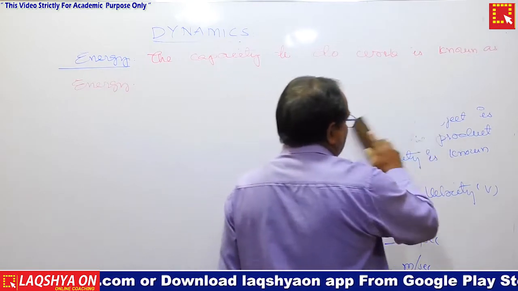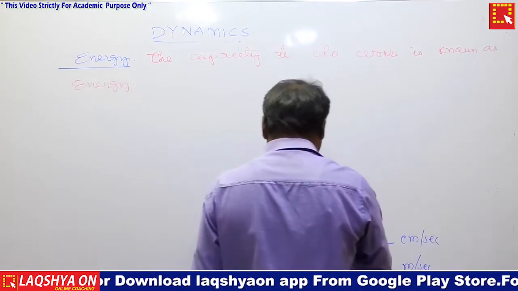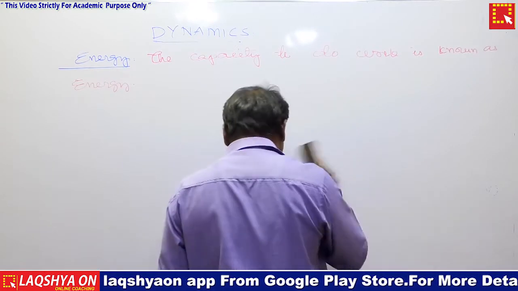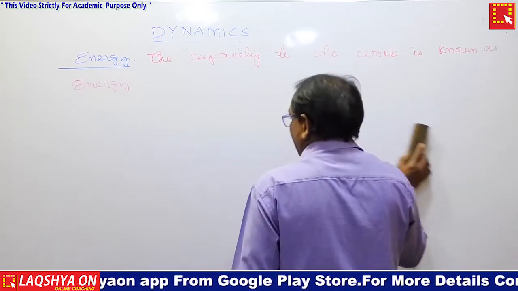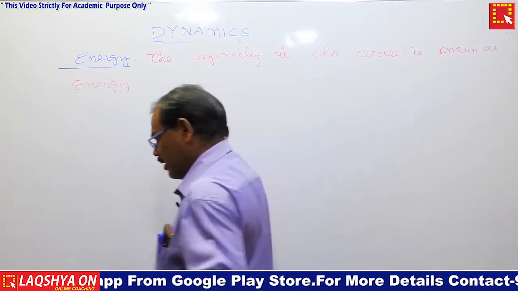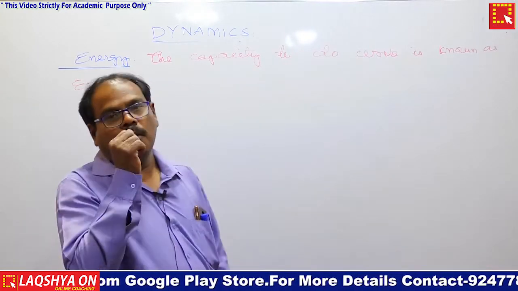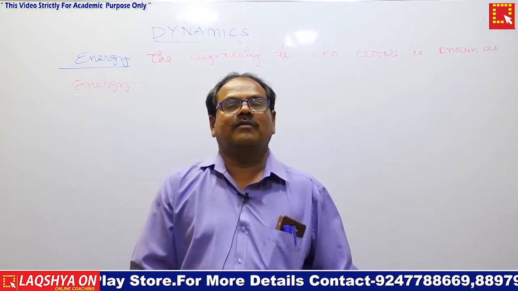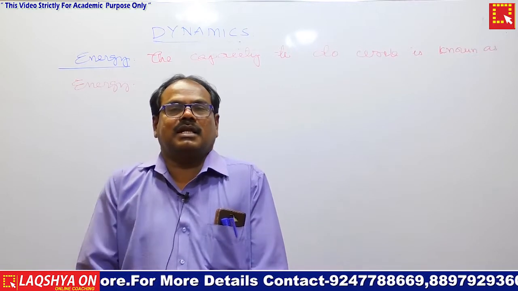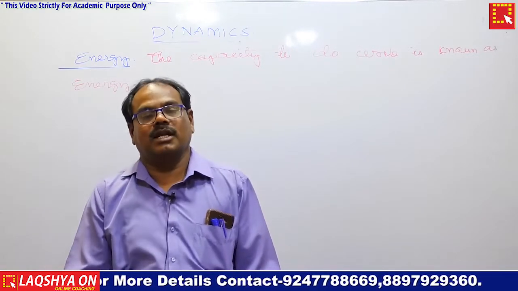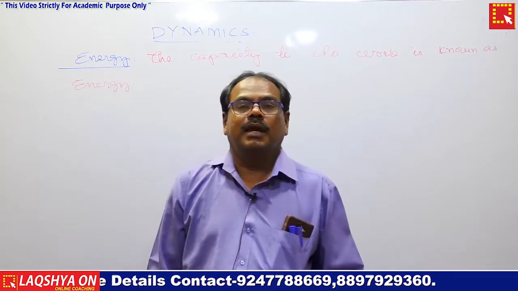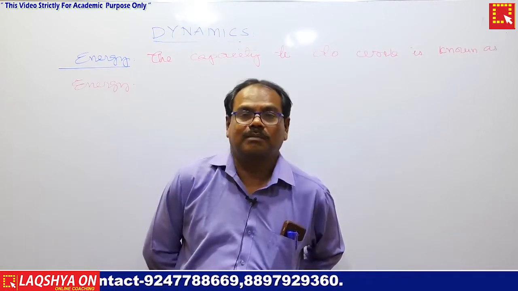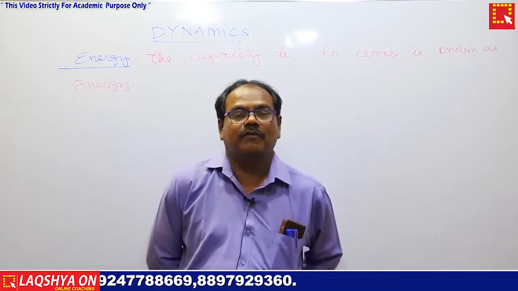Therefore, work and energy will have the same units. Why? Because energy is converted into work and work can be converted into energy. For example, suppose we are doing work, studying, reading and learning something. That is nothing but work, and it is converted into energy. How? It can be utilized for our future. That is nothing but obtaining energy. By doing work, we can get energy.